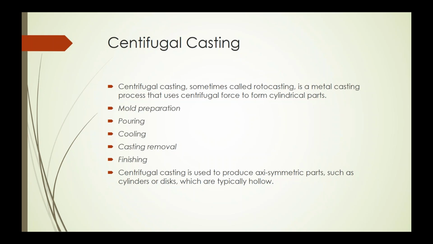Now, centrifugal casting is used to produce axisymmetric parts. You have cylinders or discs, which are typically hollow. But that does not mean that the outside of this particular part, disc or piece, needs to be perfectly round. It can have all kinds of different pieces or shapes to it.